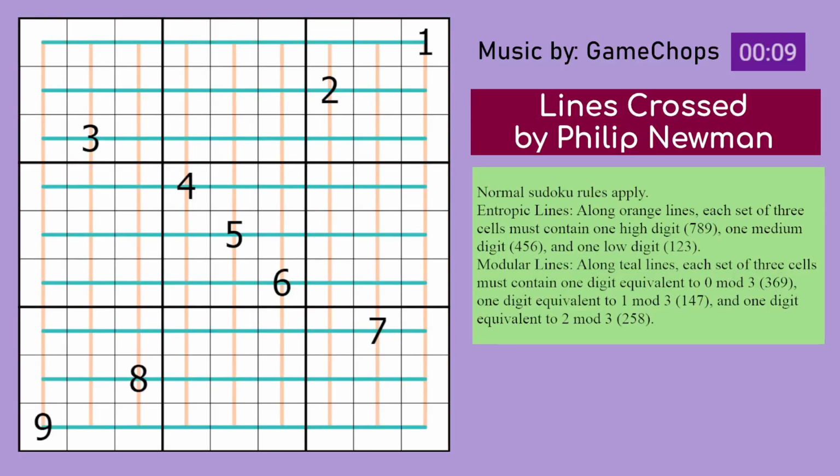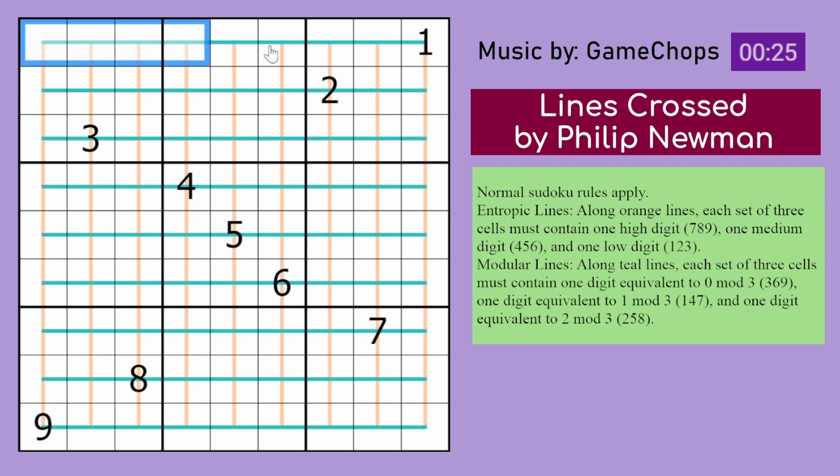Okay, but actually, what is this? Hello, welcome to the Genuine Approachable Sudoku for the 16th of February, 2024. It is Lines Crossed by Philip Newman, featuring this insane-looking grid of lines.